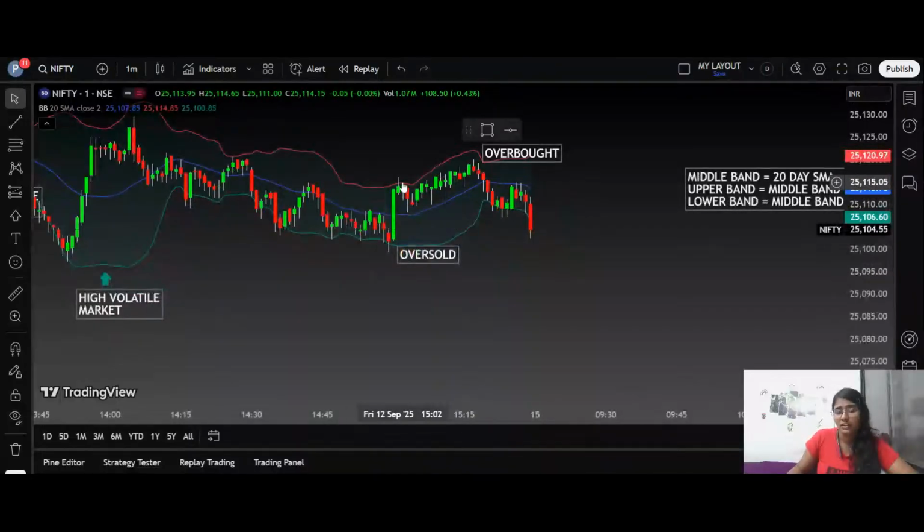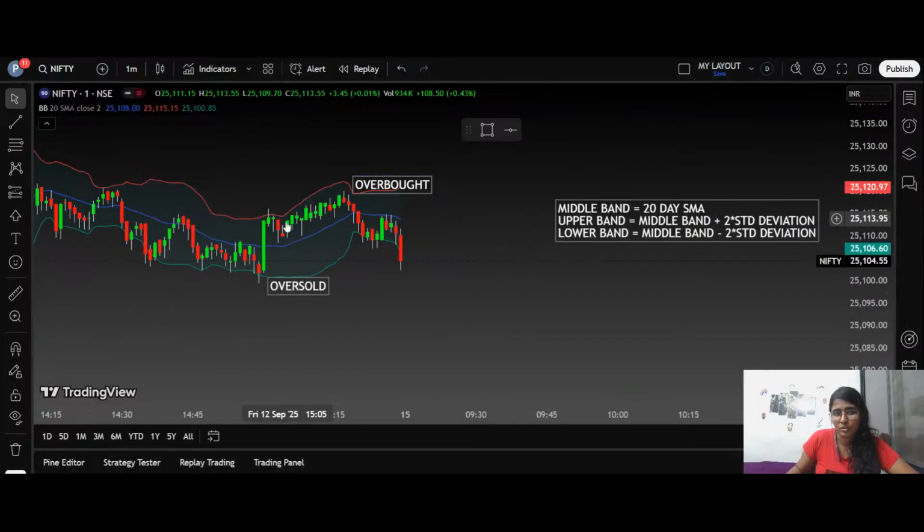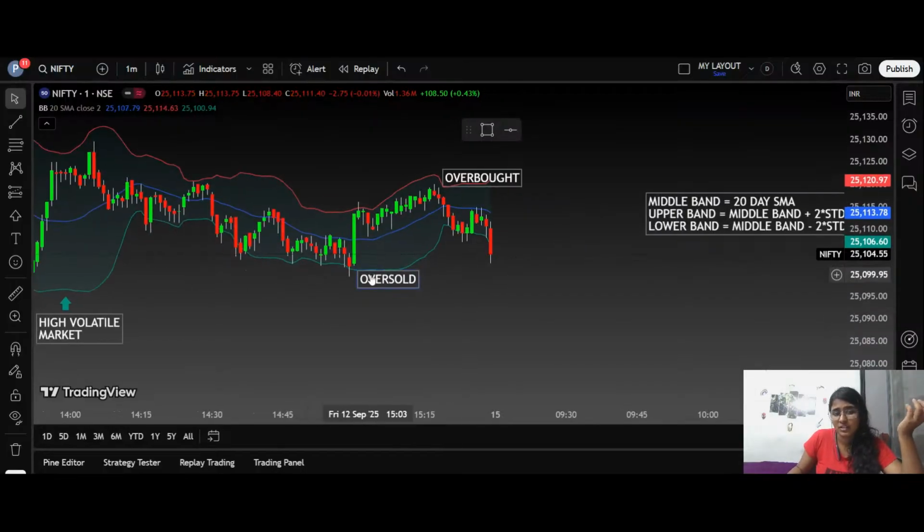If the candle touches the upper band, then we call it overbought stocks. So there may be a chance of the market falling down. If the market touches this lower band, then we call it an oversold stock. There may be a chance that the market will go up.